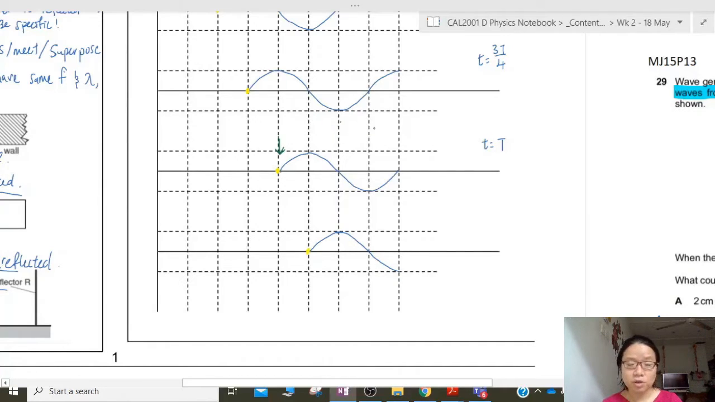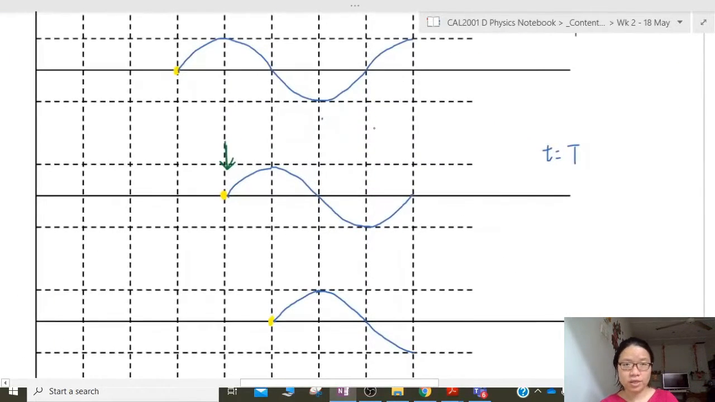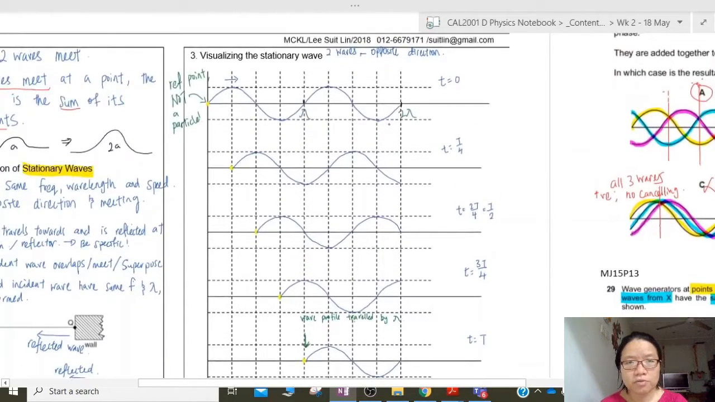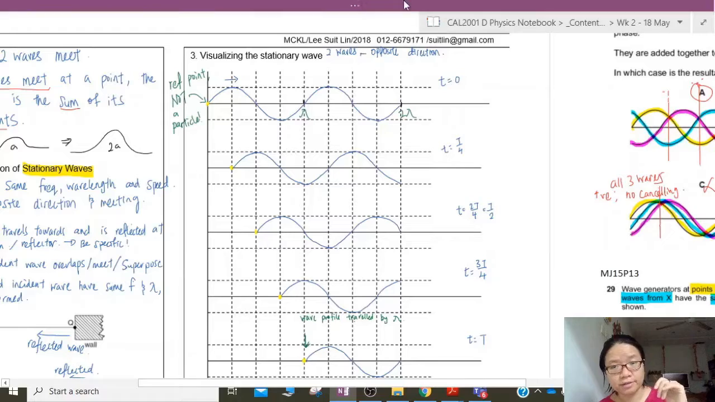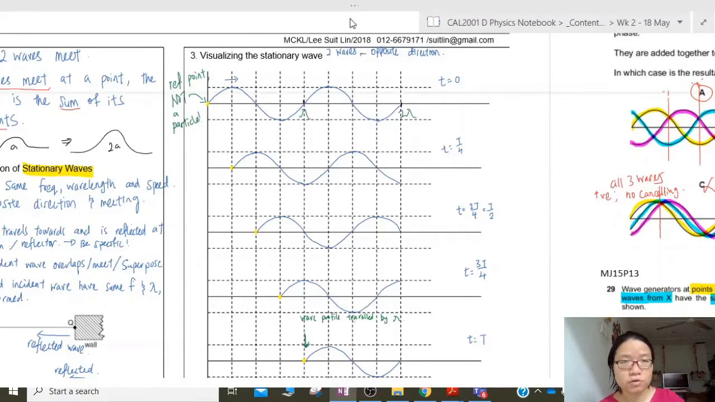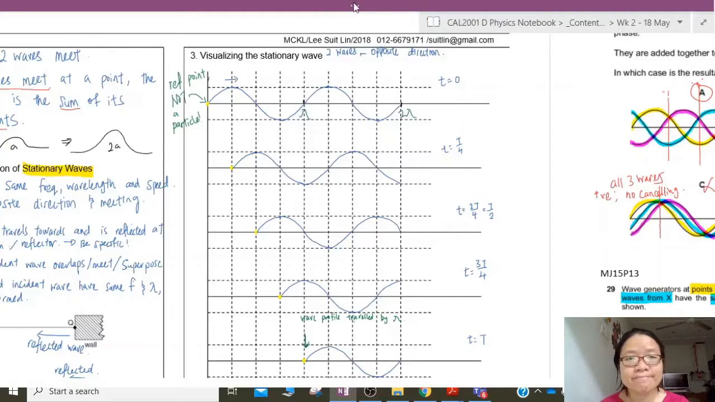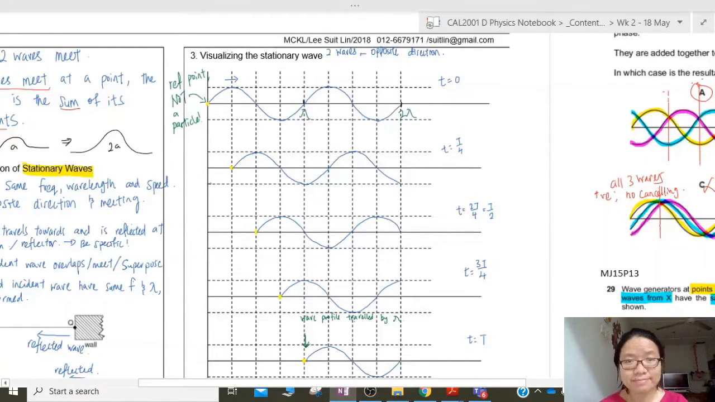So I'm just drawing in increments of every quarter cycle. The wave profile would have traveled by lambda. And of course the vibrator keeps vibrating. The wave source keeps producing waves, so we're going to have to complete the wave pattern. We're just drawing it moving every quarter cycle and then completing the front part.